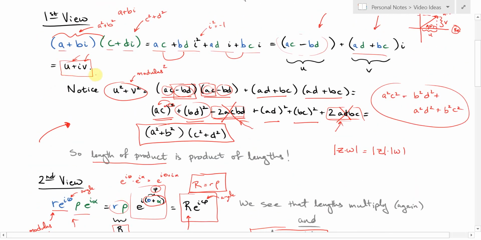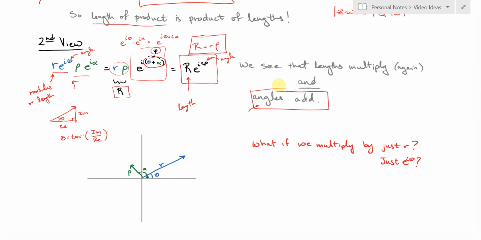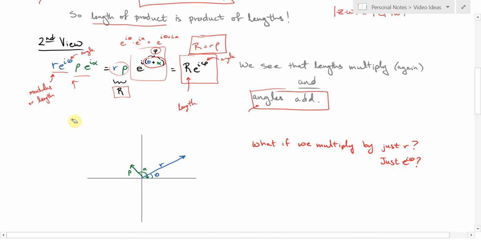And if you want to compare that here for u and v, if you take v over u and compare it to b over a and d over c, then you will in fact see that they add. So it's a more ugly computation. I don't want to bother going into it. But yes, you could have used the first view to see that angles add too. But it's particularly nice in this polar view.